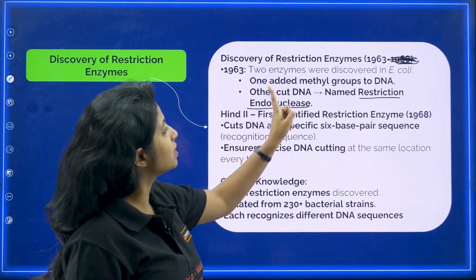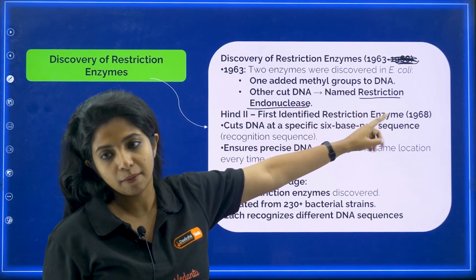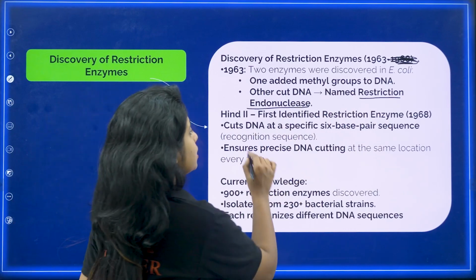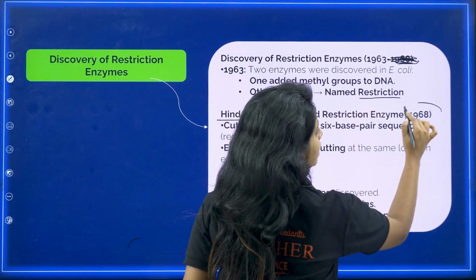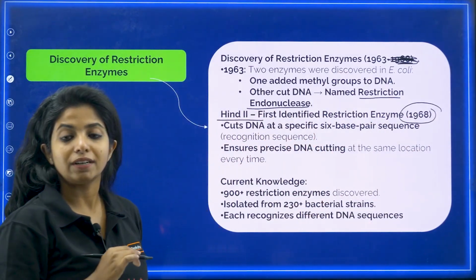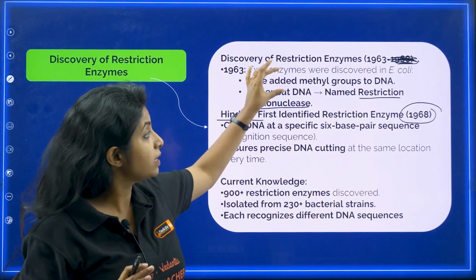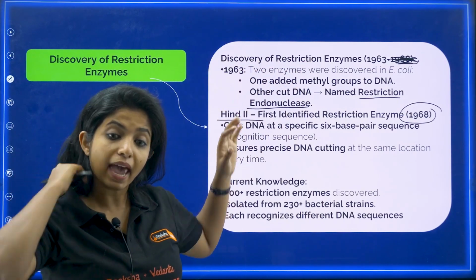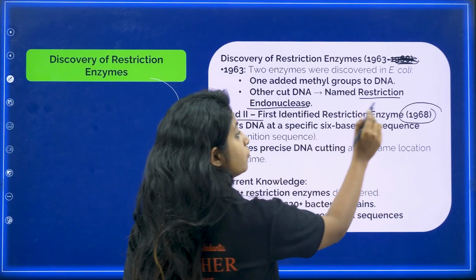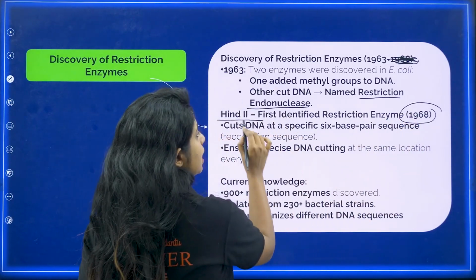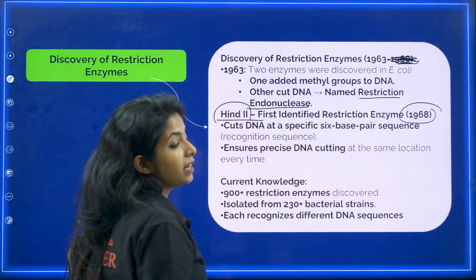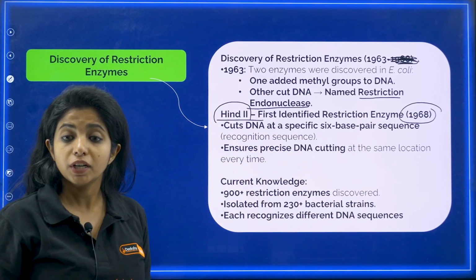Now HindII was the first identified restriction enzyme. After 5 years they got to know that this is HindII, and this was done in 1968. So the discovery of these 2 enzymes was found, but the actual name and everything was found later after 5 years, that is in the year 1968. And the name of this particular enzyme is HindII, my dear children, please remember it.